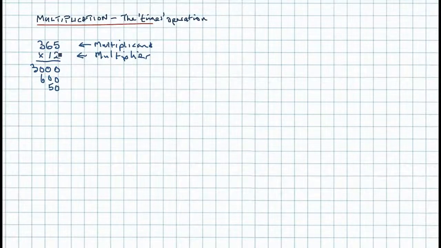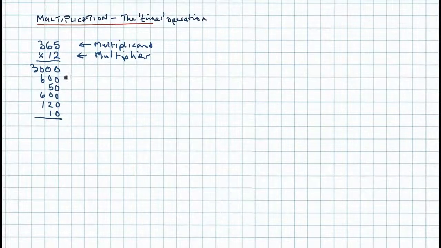Now we move to our ones place. So we've got 2 times 300 is 600. 2 times 60 is 120. And 2 times 5 is 10. So that gets us to that stage.